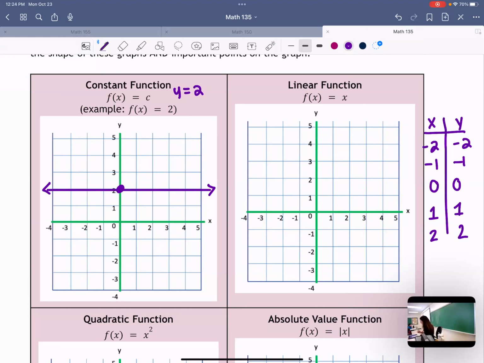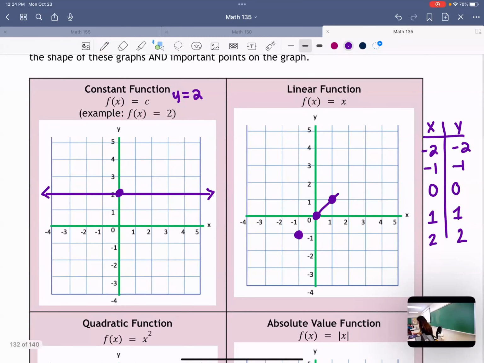We can plot some points. We really don't need to plot all the points I put here, but if I was grading a graph like this, I would want the point at 0. I definitely want the point at 1 and maybe even the point at -1, just so it's very clear where the line goes through. And then I'll continue my line out here. And there we go. All right. So this is my linear function.